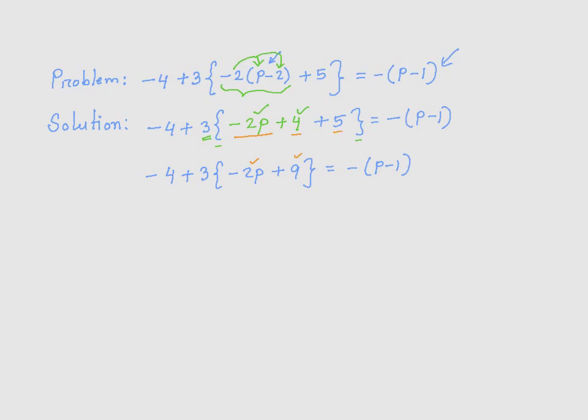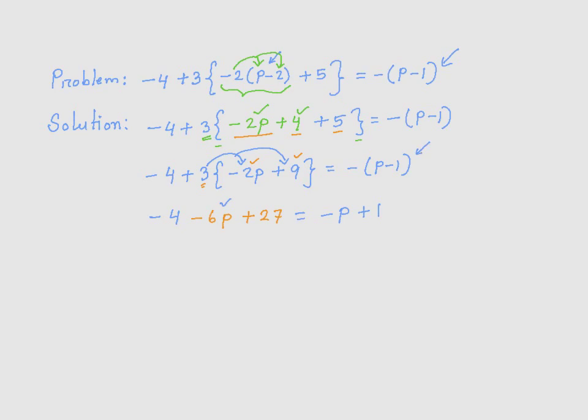Now we are going to distribute this 3 to everything inside the curly braces. If we do so, we get the following. Note that 3 times -2P is -6P, 3 times 9 is 27. Now I'm going to combine the like terms on the left. Also, I have done one more thing here.